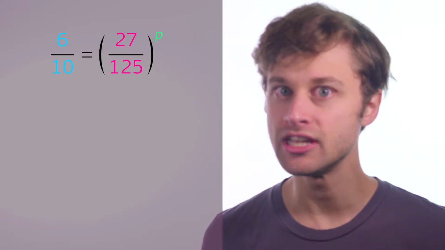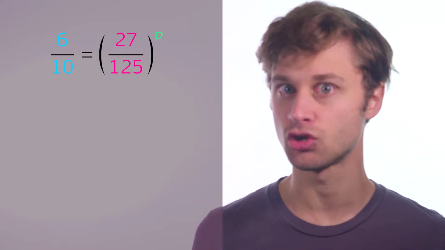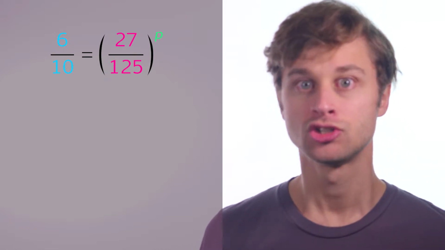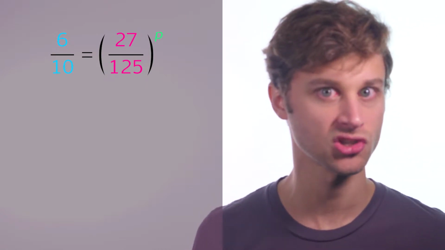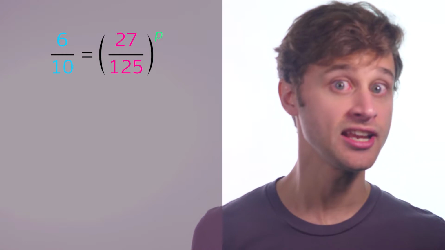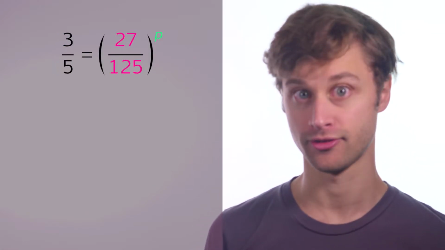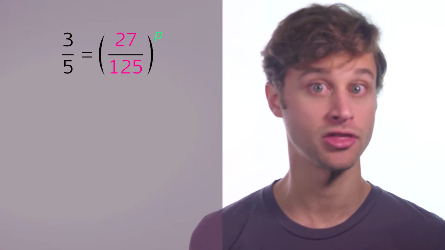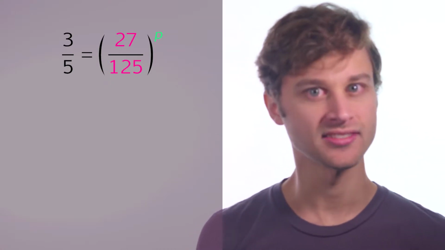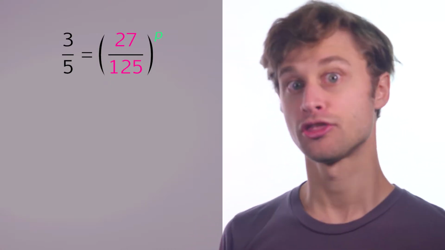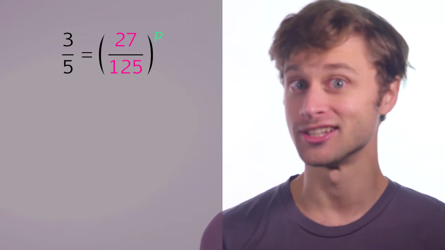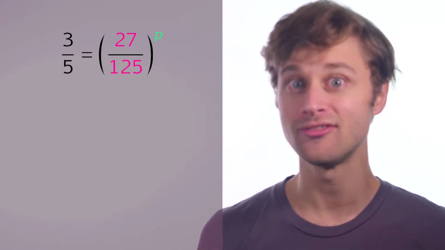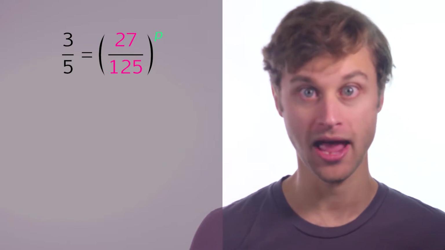Now, the strategy here is to get either side of this equation into the same base. So I'm gonna reduce the left-hand side of this equation. Instead of 6 over 10, I'm gonna write that as 3 over 5. And so hopefully now we can get the other side of the equation into a base of 3 over 5. Now, if I think about this a little bit, 27 is actually 3 to the 3rd power. And fortunately, the denominator, 125, is 5 to the 3rd power.